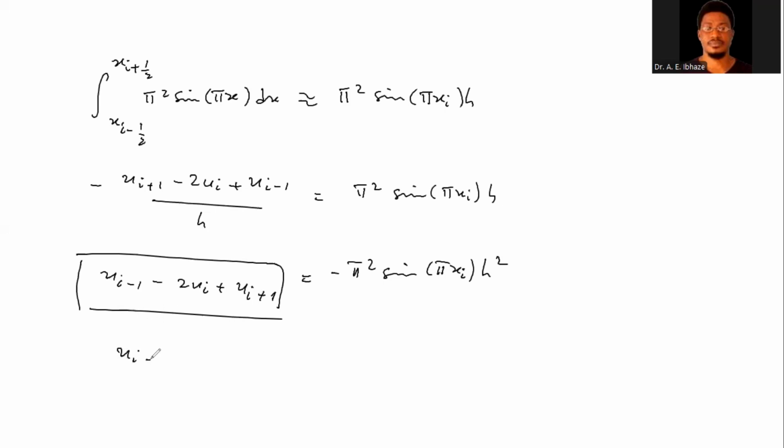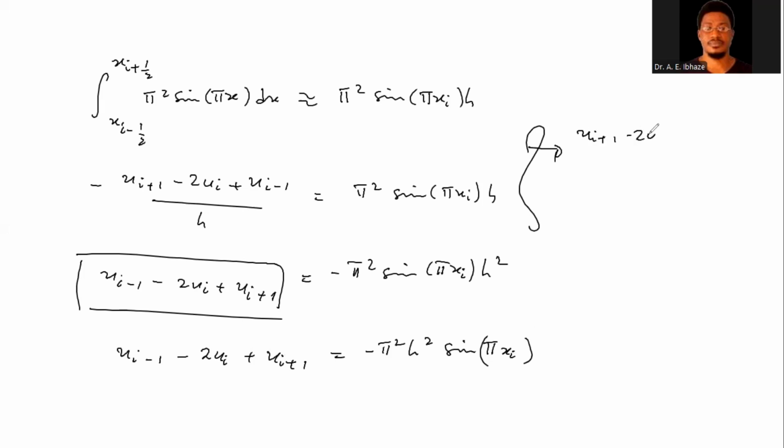So that's u sub I minus 1 minus 2u sub I plus u sub I plus 1 is the same as negative pi squared h squared sine pi x sub I. Okay, so technically what we just did here is that we have u sub I plus 1 minus 2u sub I plus u sub I minus 1 is the same as negative pi squared h squared sine pi x sub I, right? And this is positive, this is positive.